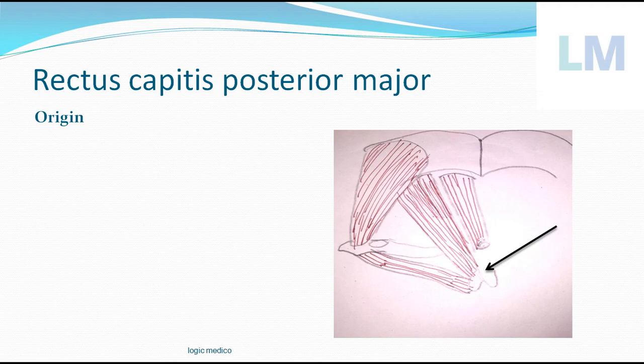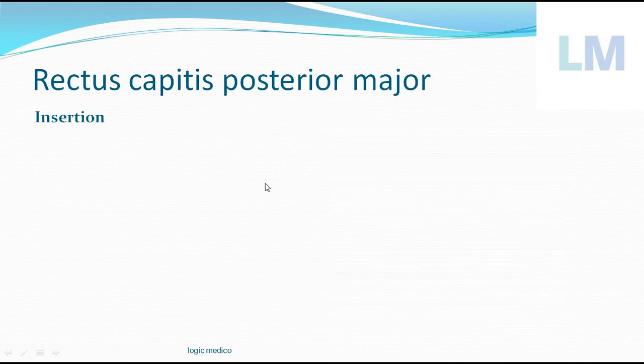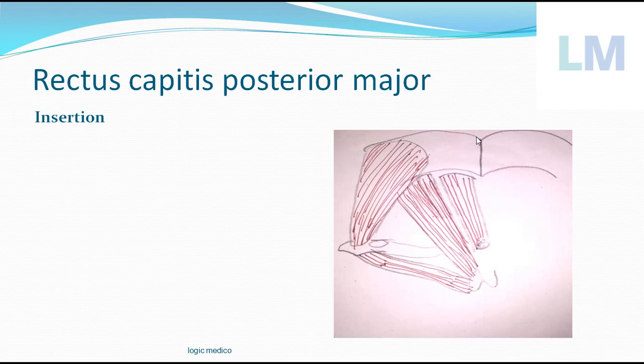spine of the axis. As it goes upwards, it's going not only upwards but also slightly laterally. So it is getting attached to this bone, that is called insertion. This bone name is occipital bone. Here we have the superior nuchal line, inferior nuchal line. So it is getting attached below the inferior nuchal line to this part of the occipital bone. That is the insertion. I repeat, it begins from the spine of the axis, runs upwards and slightly laterally to get attached to the occipital bone below the inferior nuchal line.